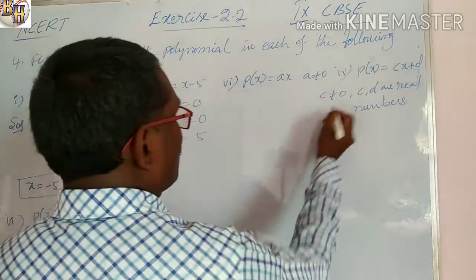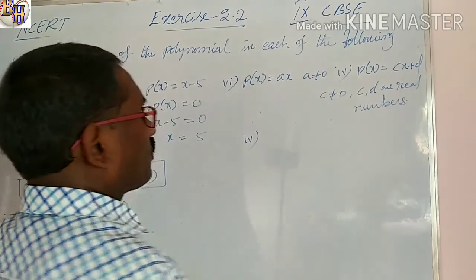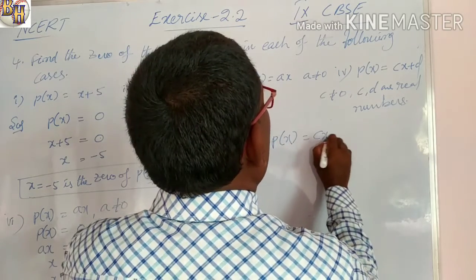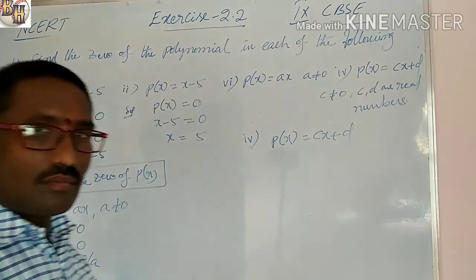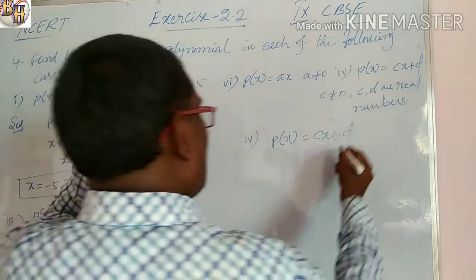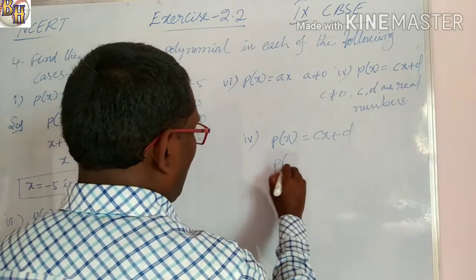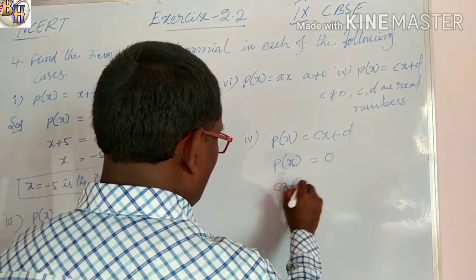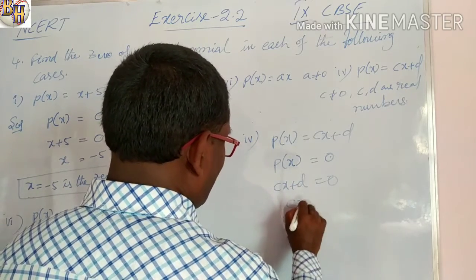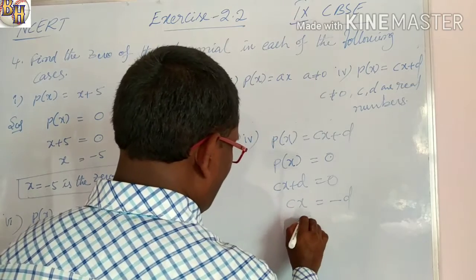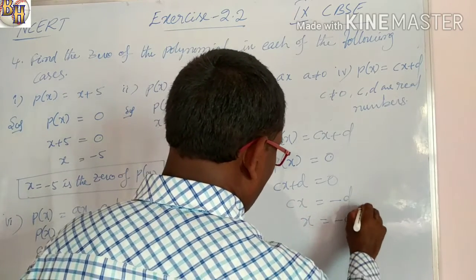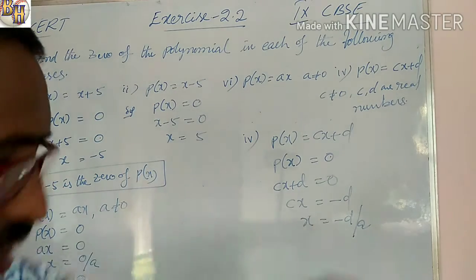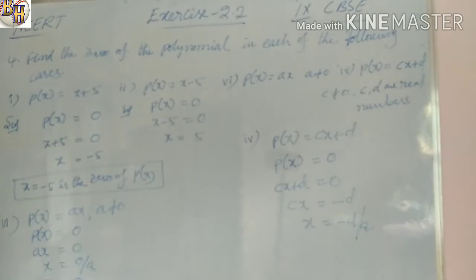Last and final question from this exercise. Fourth question. P of x is equal to cx plus d, c not equal to 0. Same here, P of x is equal to 0. That means cx plus d is equal to 0. Cx is equal to how much? Minus d. X is equal to minus d by c. What is the 0 of that polynomial? x is equal to minus d by c.